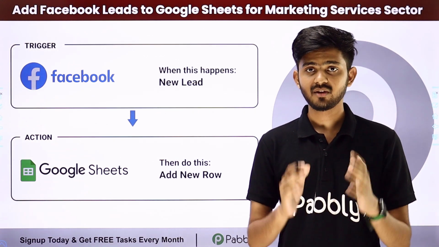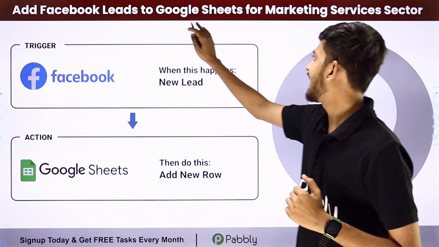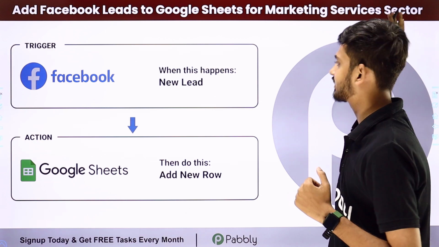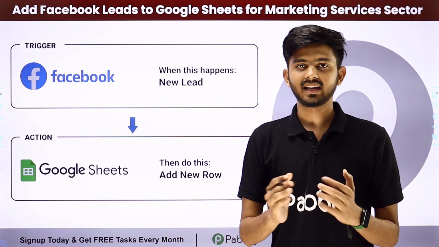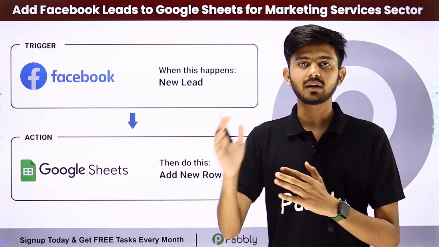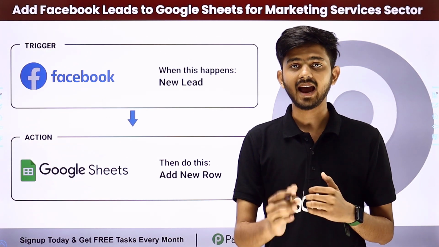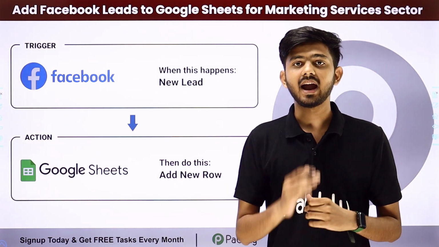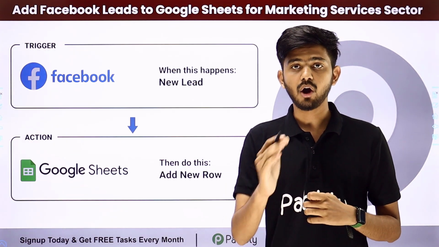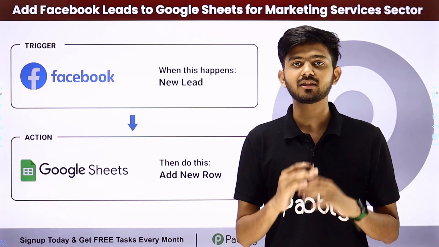Hello everyone. So today we are going to learn how to add Facebook lead ads to Google Sheets for marketing service sector. Suppose I'm running a marketing agency and I want other businesses to add in my portfolio. For that, I'm running an ad in my Facebook page and I'm getting a lot of leads through that. I want these lead details to add in my Google Sheets automatically.